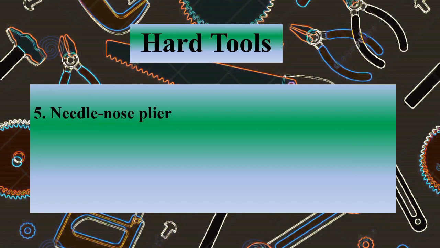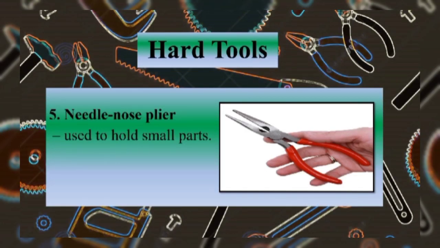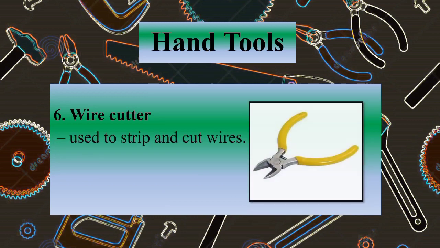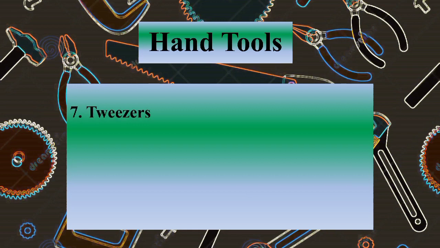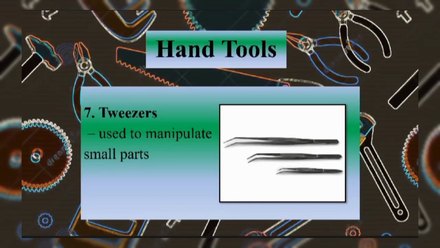So the next hand tool is the needle nose pliers, used to hold small parts. This is the picture of the needle nose pliers. Next hand tool is the wire cutter, used to strip and cut wires. So this is the wire cutter. Next is the tweezer, used to manipulate small parts. I know that everybody is familiar with this.